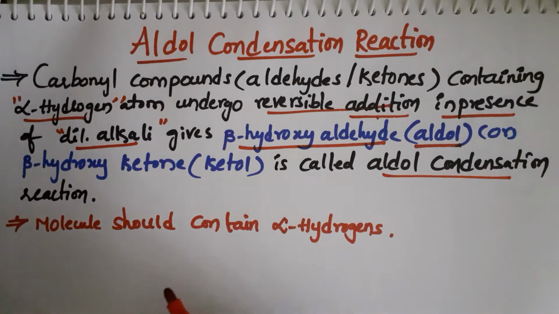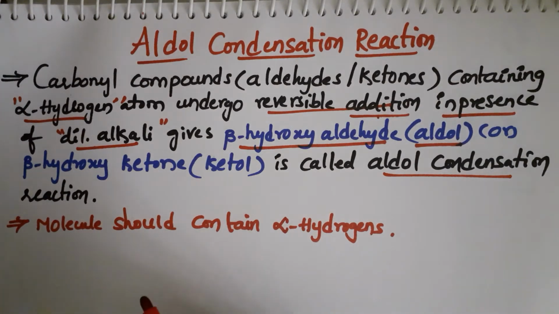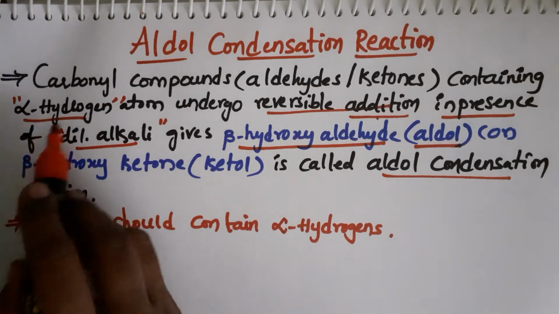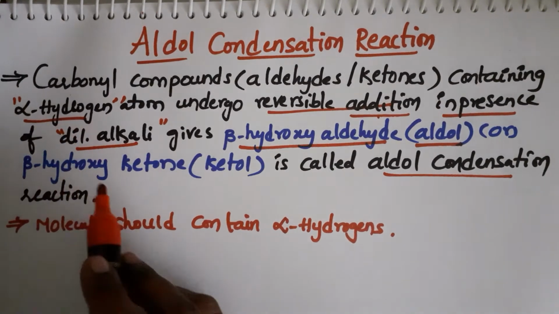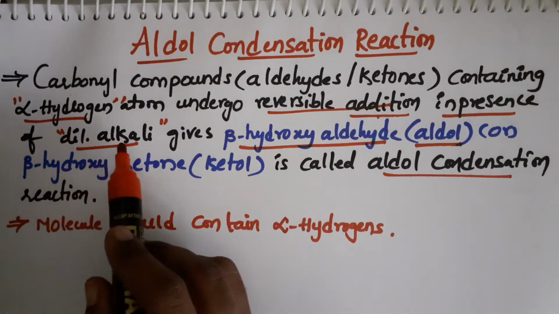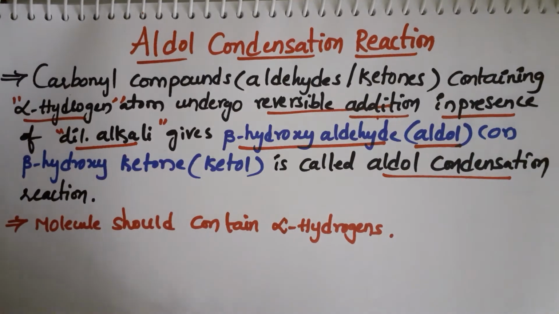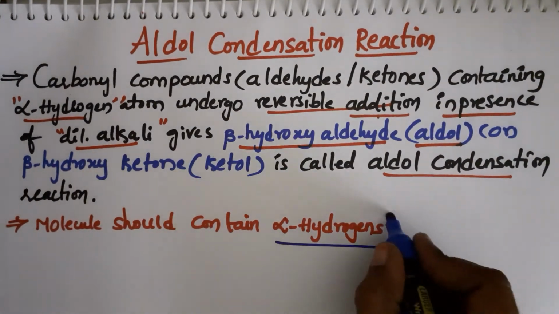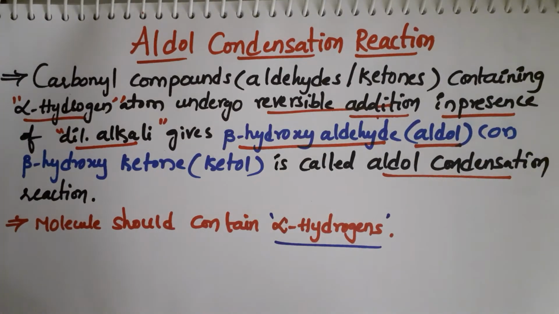Here, two conditions must be followed in the aldol condensation reaction. The aldehyde or ketone, the carbonyl compound, should contain an alpha hydrogen atom. And one more: the reaction occurs in the presence of dilute alkali. These two are very important. The molecule should contain an alpha hydrogen atom, then only it will participate in the aldol condensation reaction.